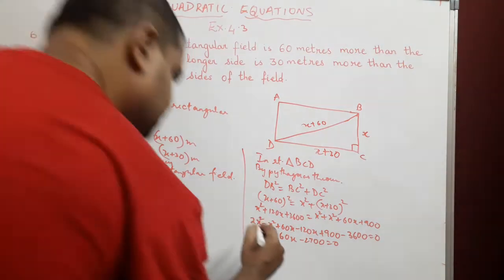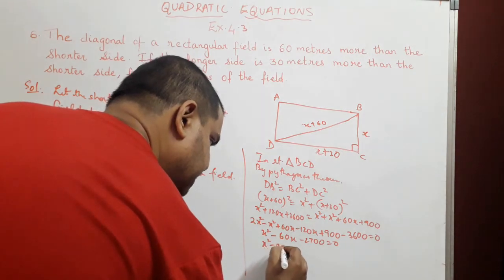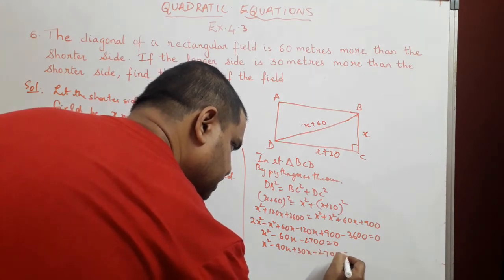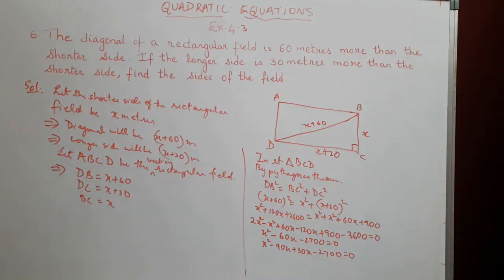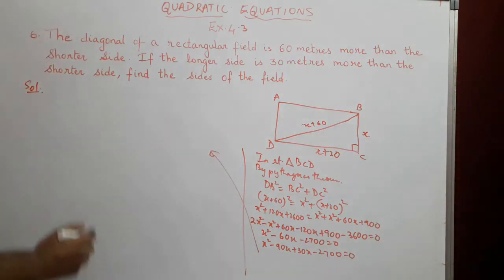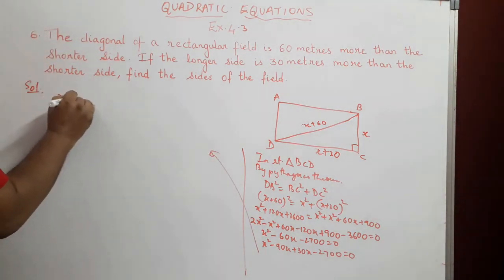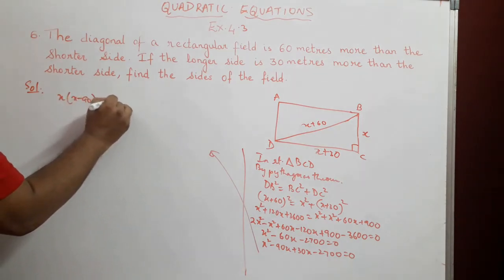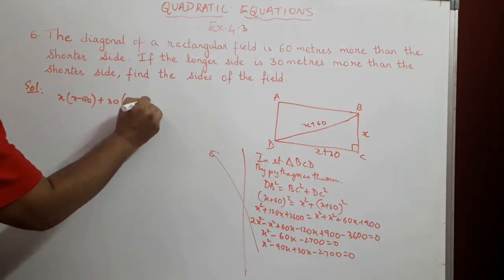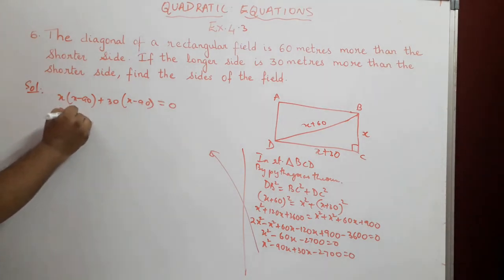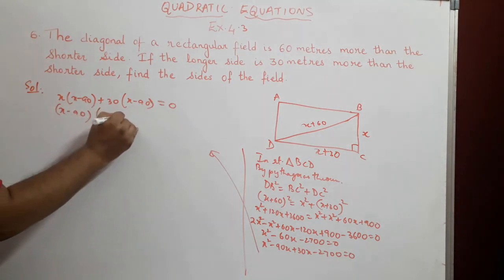Now we need to split the middle term. When we split the middle term, we will get X square minus 90X plus 30X minus 2700 equal to 0. Continuing on the left hand side, we take X common, leaving X minus 90, plus 30 we take common, leaving X minus 90, equal to 0.